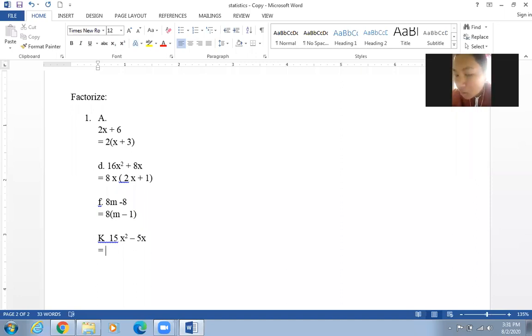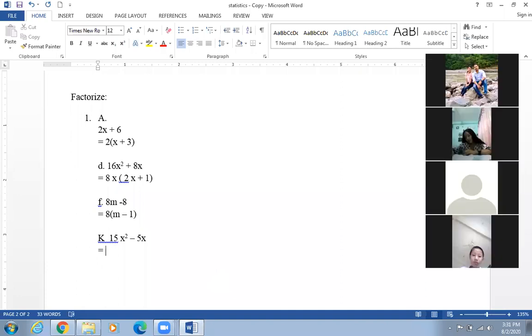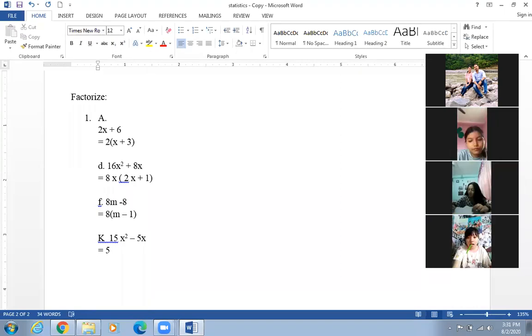Okay, 15 and 5. Which one is the smallest? 5. 5 is the smallest, so let us write down 5. Now try to see whether 5 divides 15. 5 threes are 15, that means 5 is the smallest. Between x square and x, which one is the smallest? x is the smallest, so x is the common. So put the bracket.